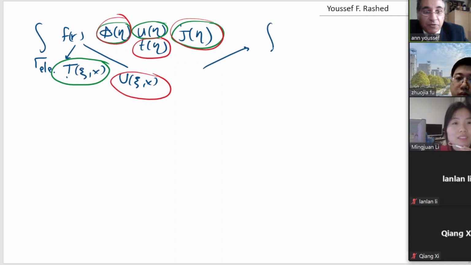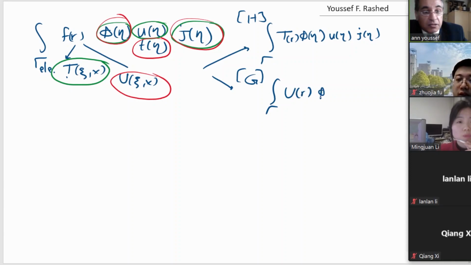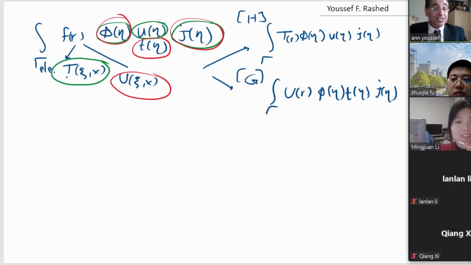So we have either in the H matrix, this one: t of r times the phi of eta times u of eta times J of eta. In the G matrix, we have the integral over element of u of r times the phi of eta times the t of eta times the Jacobian of eta, right? We only have these 2 integrals, okay?